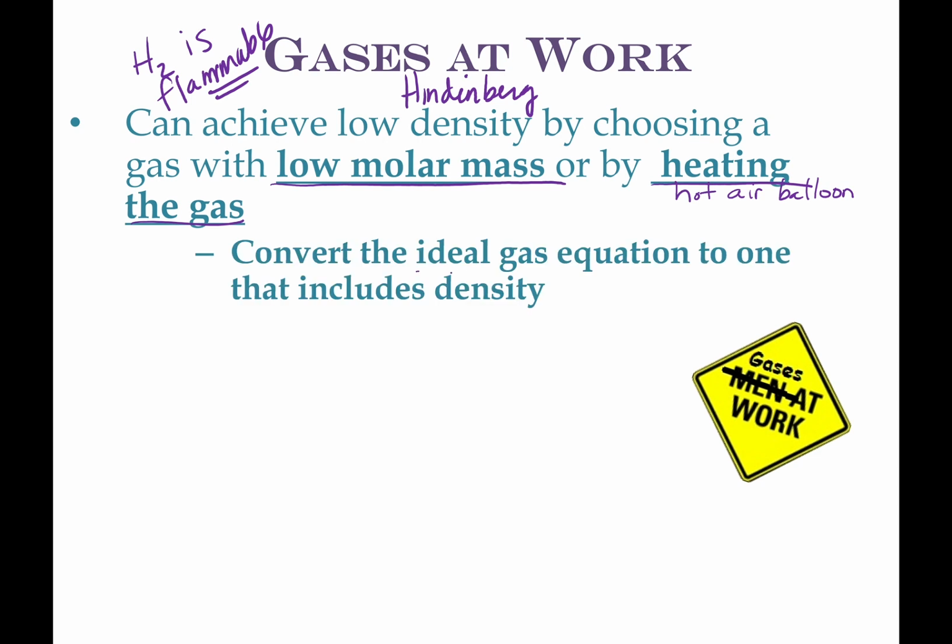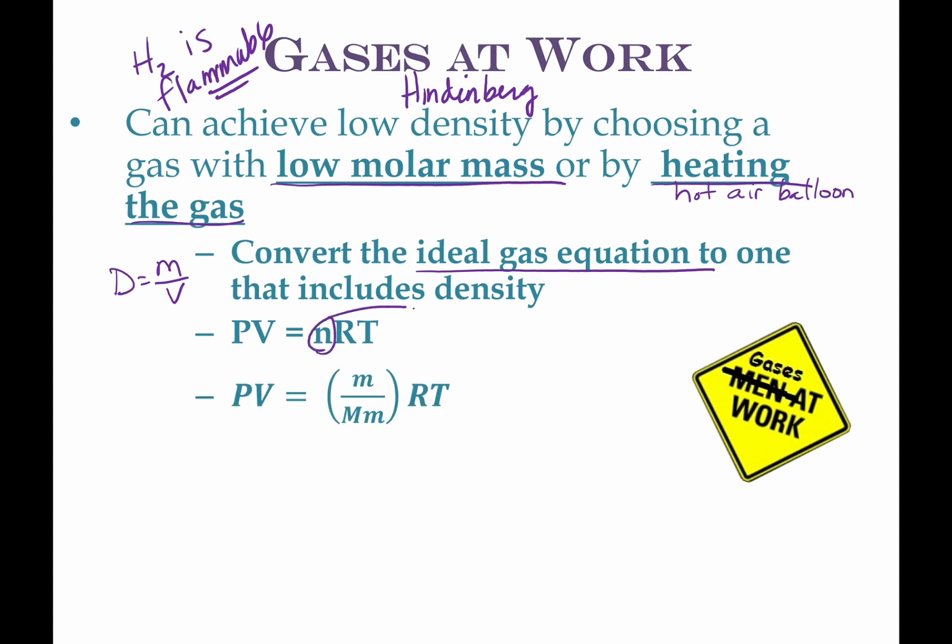So we can actually convert the ideal gas equation so you don't have to remember another equation to include density, or at the end, you can just remember this equation. That's fine too. So we start with PV equals nRT. In order to have density in there, density is equal to mass divided by volume, so we need to have mass in there. Well, how do we find moles? To find moles, we take the mass divided by the molar mass. So mass divided by molar mass goes in place of n, because that's how we find moles.